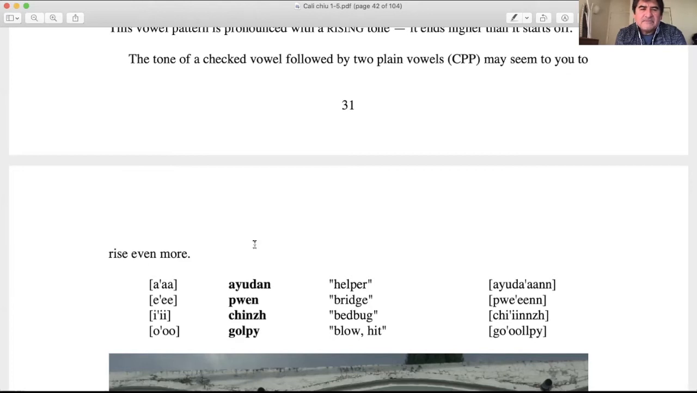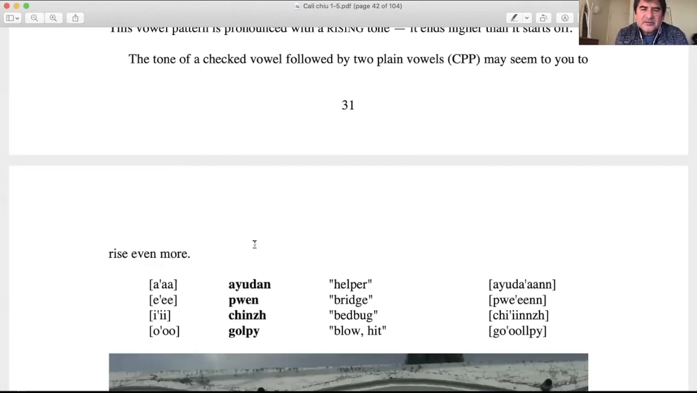One more time. Next one is bridge. Puen, puen. And the next one is change, change, change, for bedbug. And the last word of today is going to be blow or hit. Golp, golp. One more time. Golp.